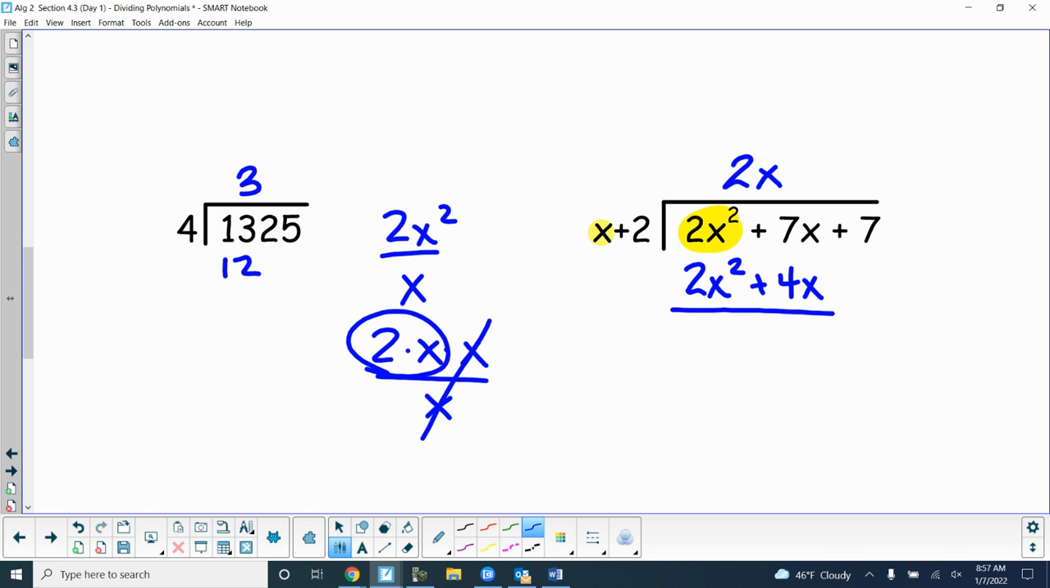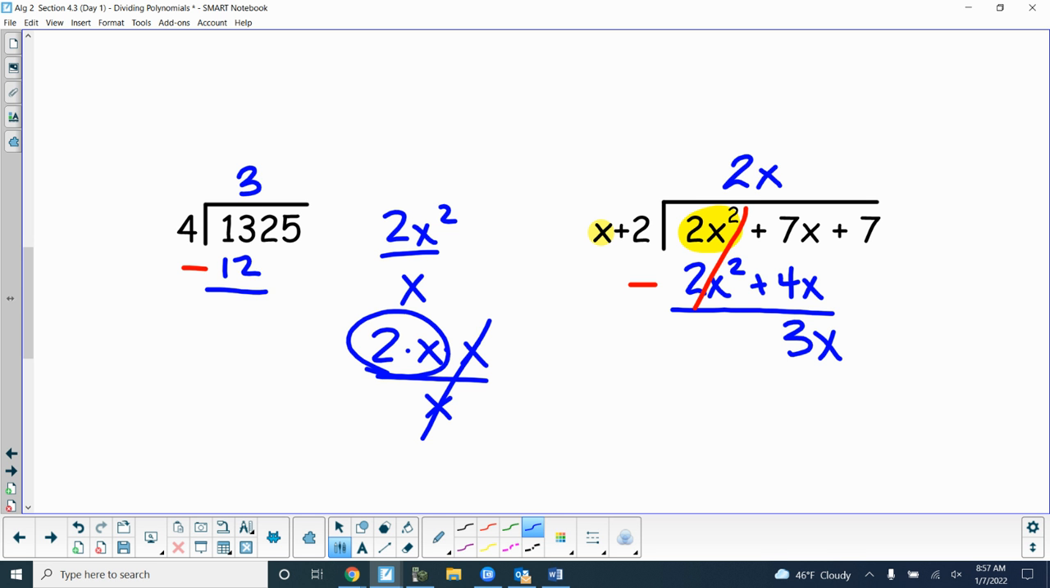What do we do with this 13 and 12 now? We subtract, right? Well, what am I going to do with the 2x squared plus 7x and the 2x squared plus 4x? Subtract. Same thing, same procedure. What's going to happen to the 2x squared? They're going to be gone, right? What is 7x minus 4x? 3x.